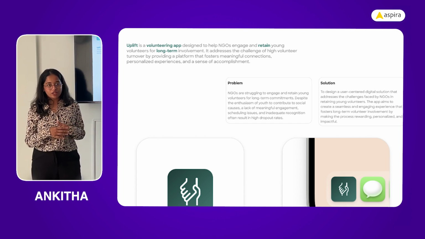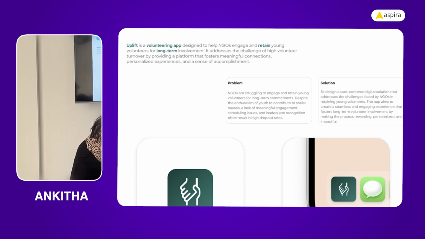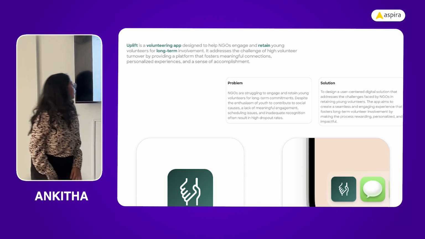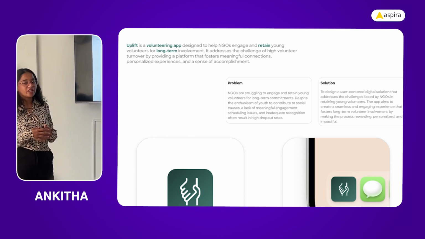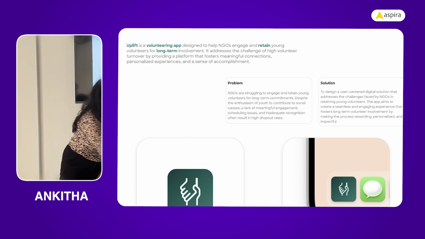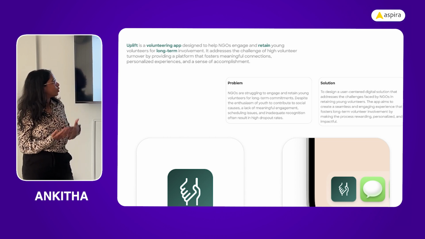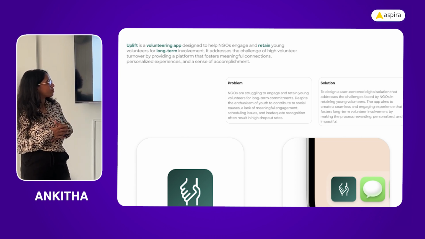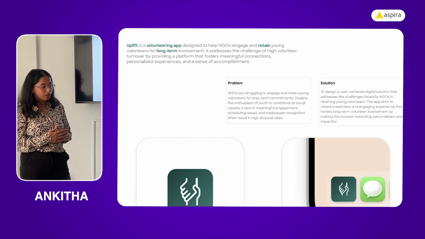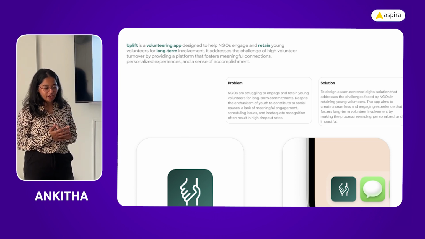So when I got a chance to take up a problem statement, I took up this one. My problem statement was that NGOs are struggling to engage and retain young volunteers for long-term commitments. And the solution is to design a user-centered digital solution that addresses the challenges faced by NGOs in retaining young volunteers by providing them badges and certifications.